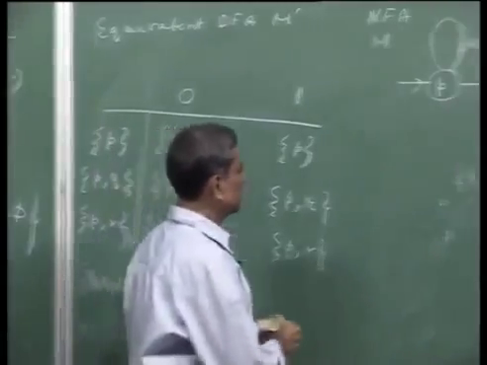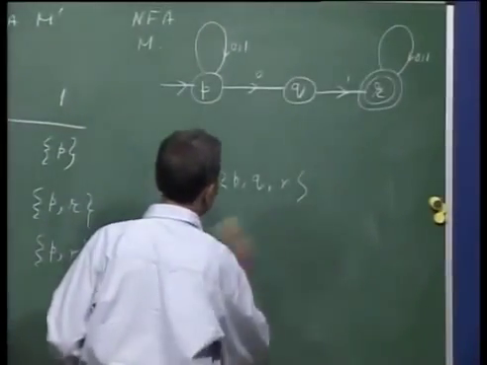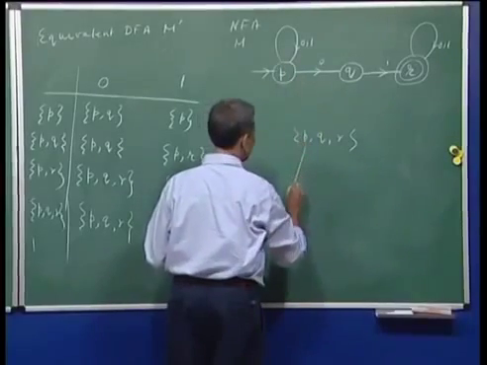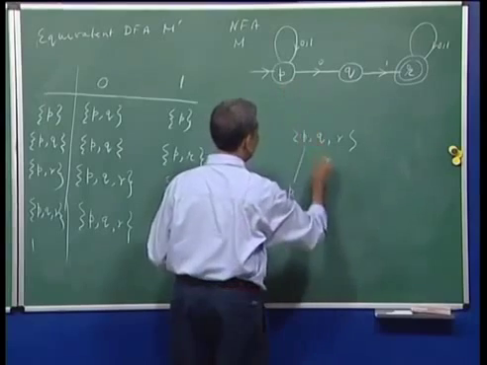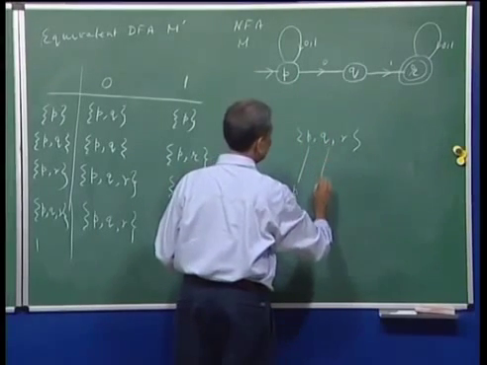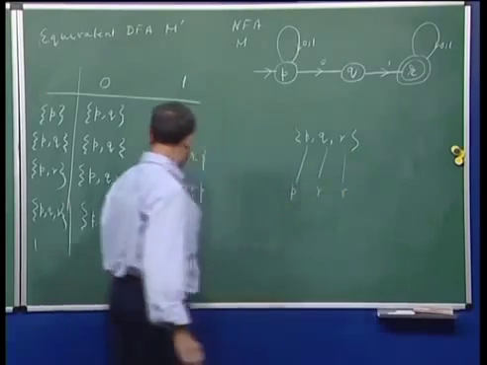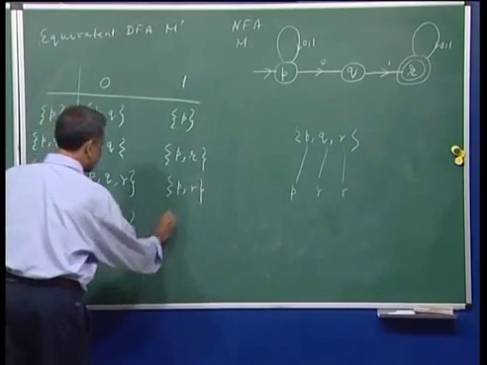And now consider the 1 case, the symbol 1. From P on 1, it has no choice but to come to P, in the NFA. Q on 1, it can go to R. R on 1, it can go to R. Take the union. So, it is PR.